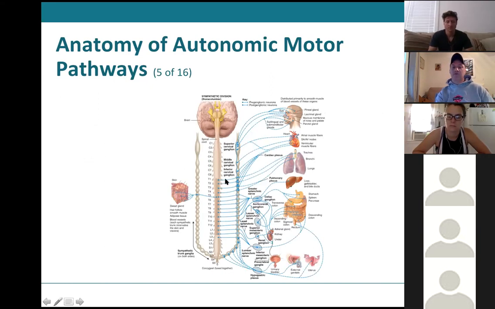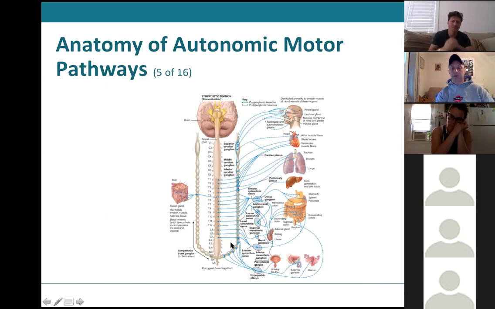And what you're going to see is that each of these lines represents a very important piece of information. The solid lines are the preganglionic neurons. The hashed or dotted lines represent the postganglionic neurons. And what I want you to see is that regardless of where you start in T1 through L3, the solid lines will travel to that sympathetic trunk ganglia I drew for you.